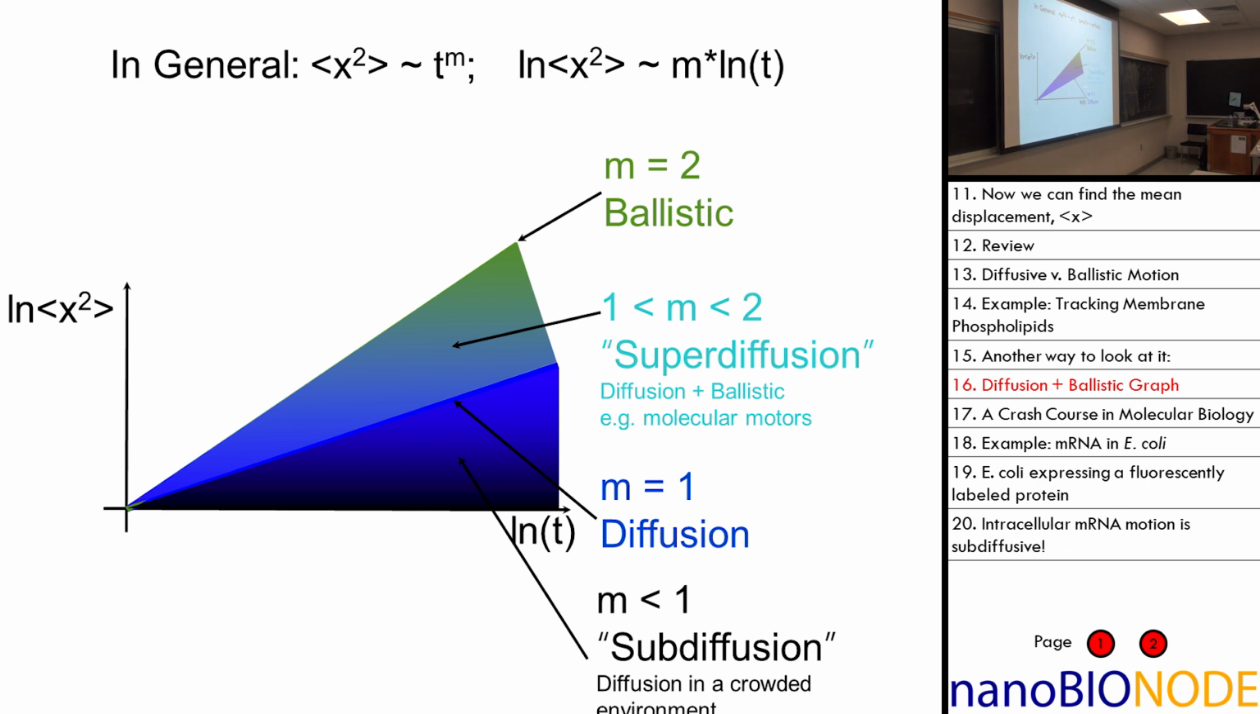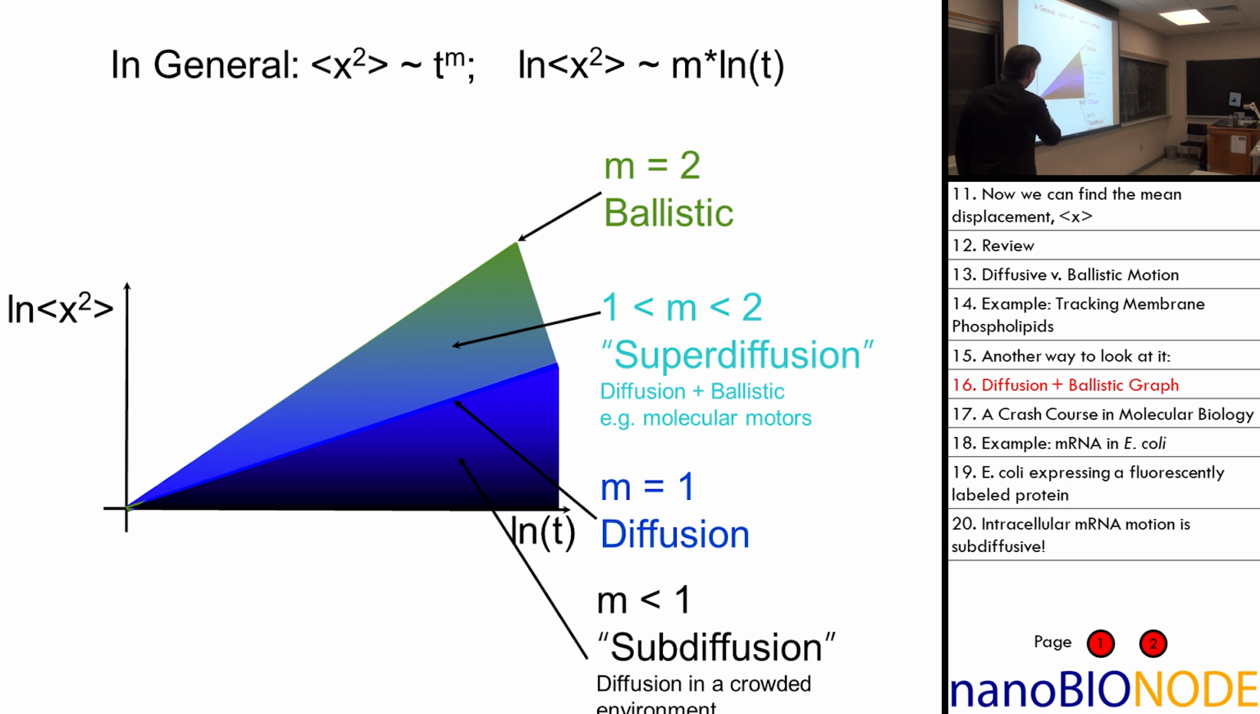An example of this are the molecular motors that Paul studied. I don't know if he's talked about these in class. When you measure the motion of these molecular motors, what you'll see is that most of the time they just travel in one direction. Sometimes they'll stop and stutter, and it's that stuttering that is coming from the diffusive component. But most of the time they travel ballistically. So this is superdiffusion.